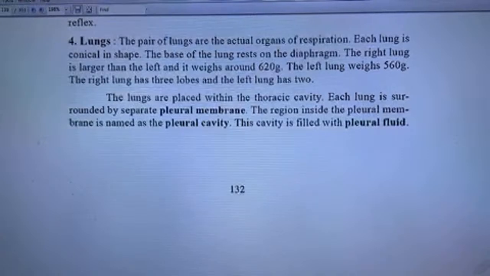The lungs are placed within thoracic cavity. Each lung is surrounded by separate pleural membrane. The region inside pleural membrane is named as the pleural cavity. This cavity is filled with pleural fluid.